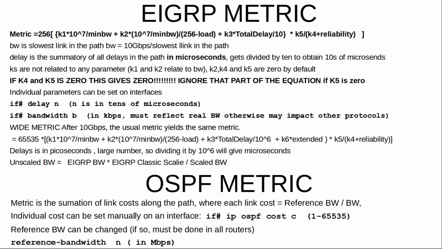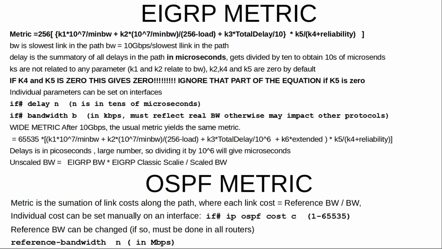So the metrics, the EIGRP metric is a whole formula with K values, and it's multiplied by 256. Most of these K values must be 0, but if you look at the formula, you will know that it is incorrect, because if K5 becomes 0, the whole calculation becomes 0. So ignore that part and think that if K5 is 0, that part does not exist in the formula.